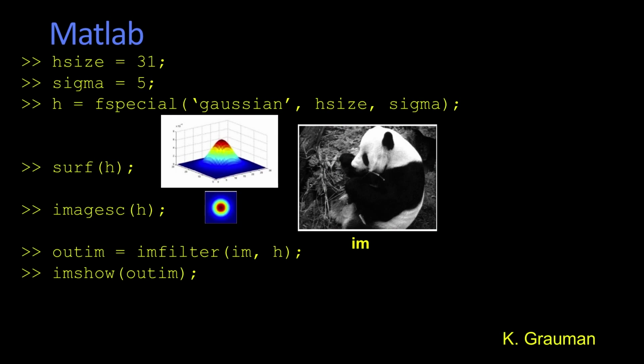And basically, MATLAB makes it trivial to build filters and apply filters. So in MATLAB, what we're going to do is define two things. We're going to define the size of the kernel. Remember, that's what we talked about before. So in this case, it's going to be a 31 by 31. Again, odd, so I can put a center pixel down. I'm going to have a sigma of 5.